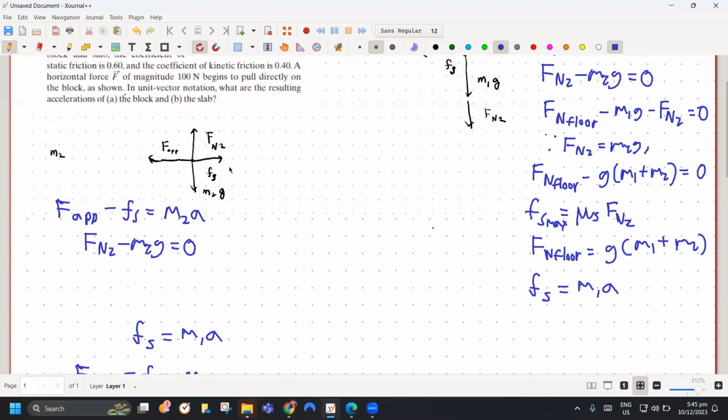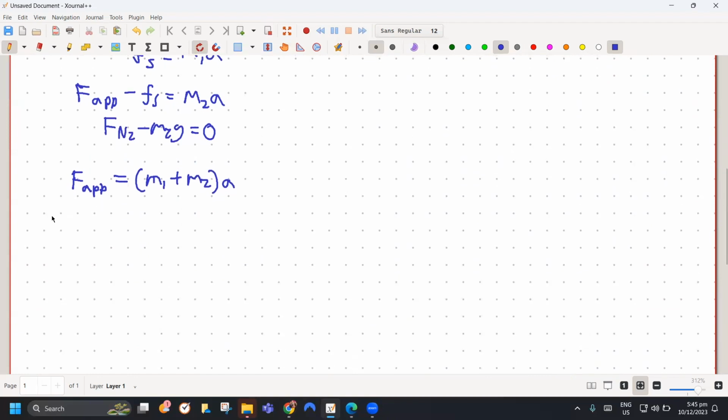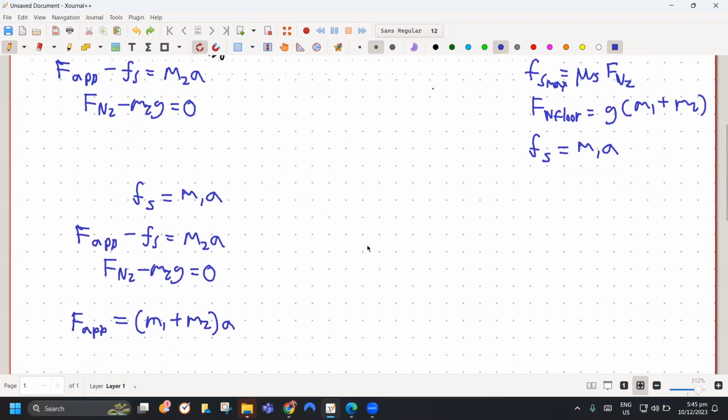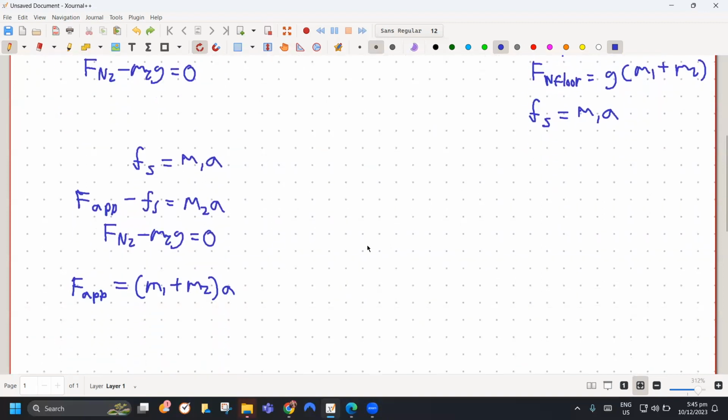Kung static nga. Teka, F applied equals M1 plus M2 times A, no? Okay. So kung static yung case, F applied is that. And therefore, pwedeng i-compute yung Fs. Hindi, huwag ka muna mag-substitute. Express Fs in terms, ganito. Tingnan mo yung tatlong equations mo. Okay, highlight. Ano yung mga unknown?